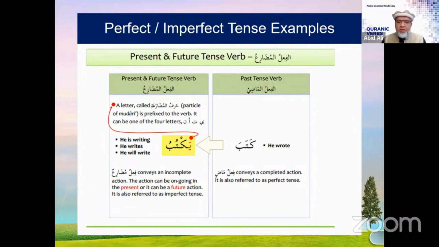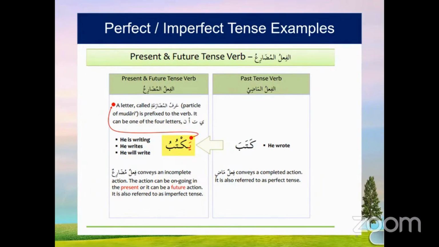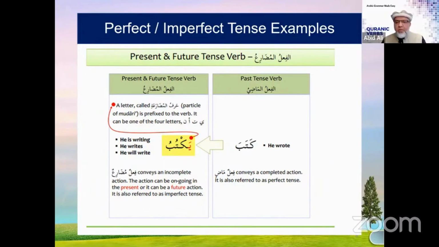How do we make it mudare? We add, and again, before I move on too quick, kataba, he wrote. And kataba is third person. So person is very important. Third person, second person, and first person. So do you guys agree that kataba, siga number 1, is third person, masculine, singular? Yes, good.